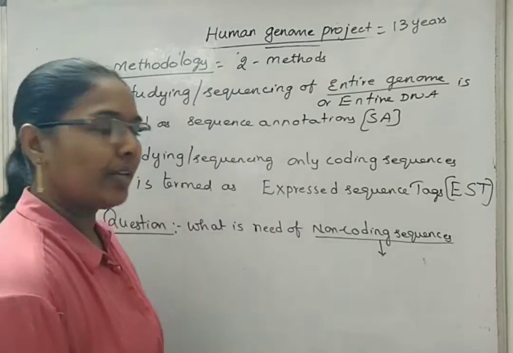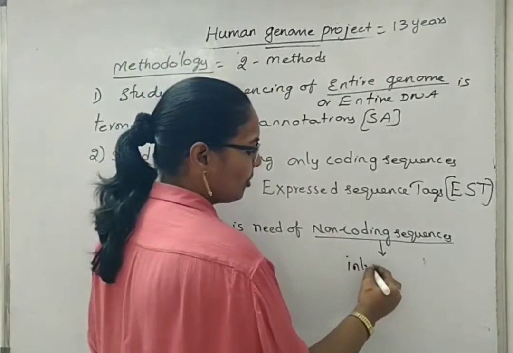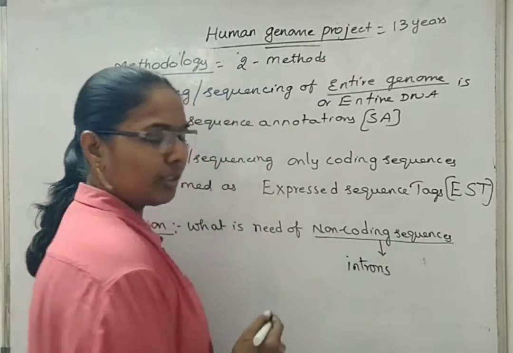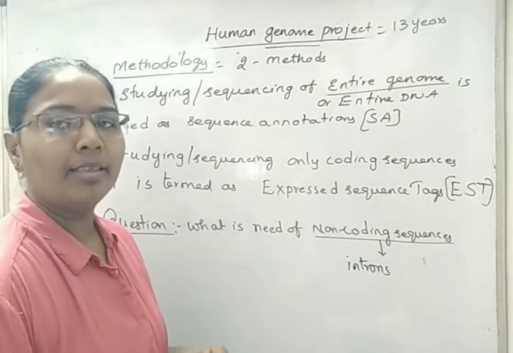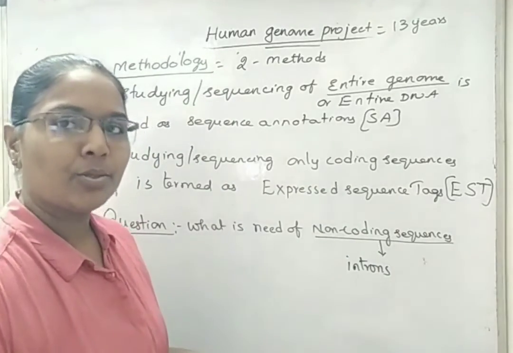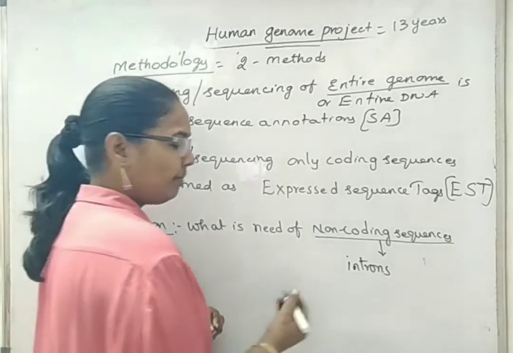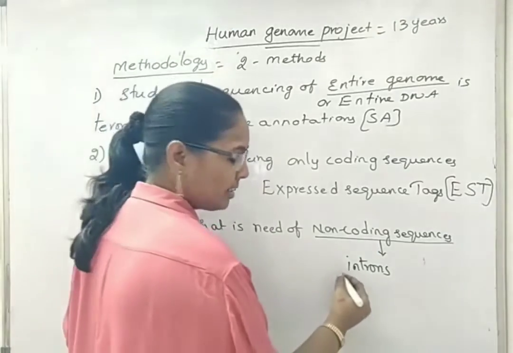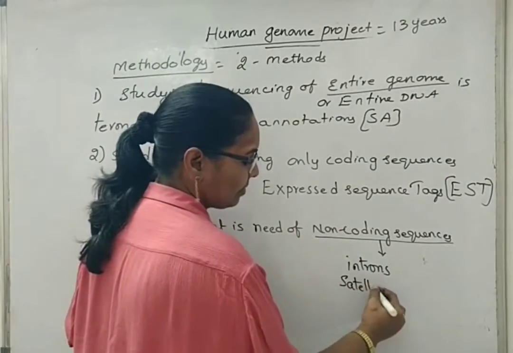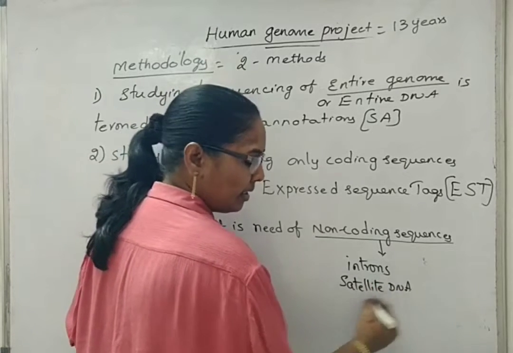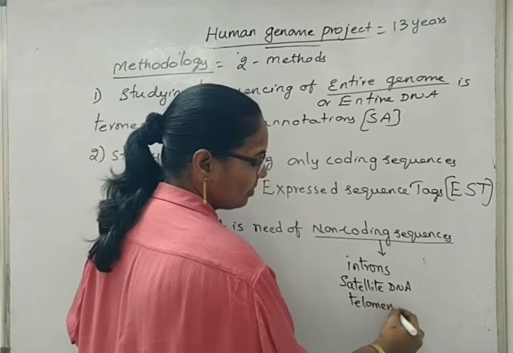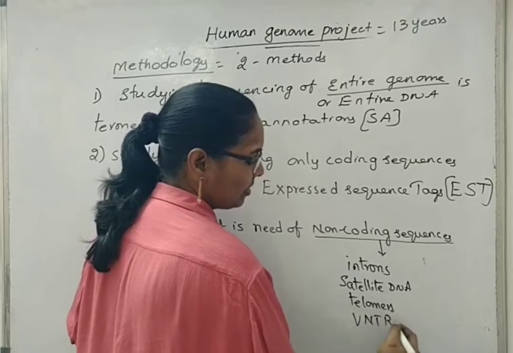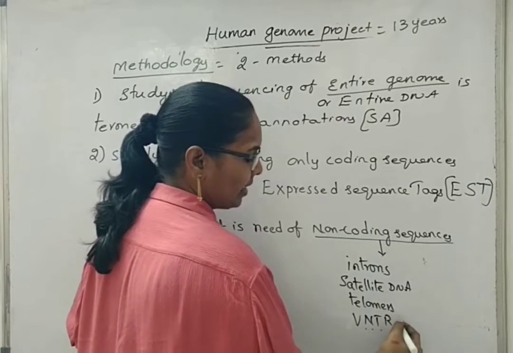In transcription, we have seen one term, that is introns. Introns are not coding for anything. So during the transcription method, in case of eukaryotes, the spliceosomes have been involved. Other examples are satellite DNA, next telomeres, and VNTRs, variable number tandem repeats.